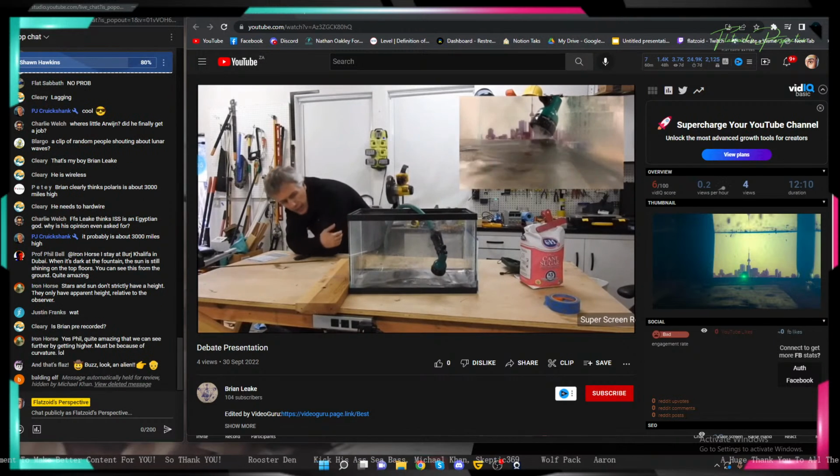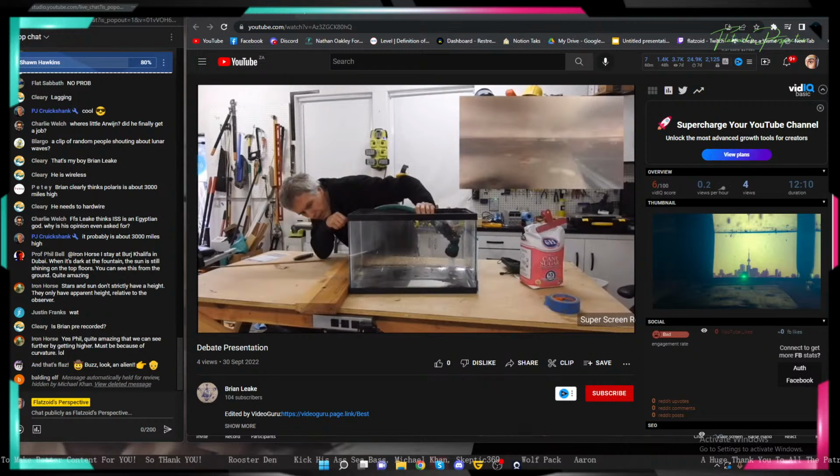This is Mick West using sugar water in a fish tank with a laser to try and demonstrate refraction in their model. Hey, were y'all able to hear that? My phone is freaking out all of a sudden. Was you able to hear that when I played?